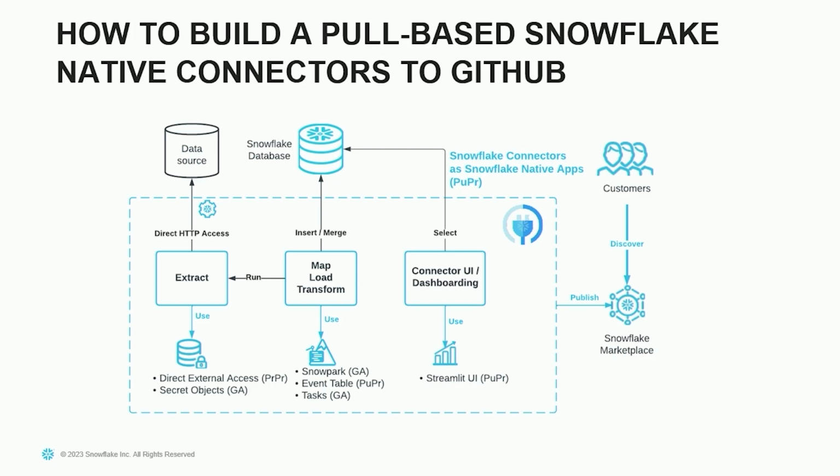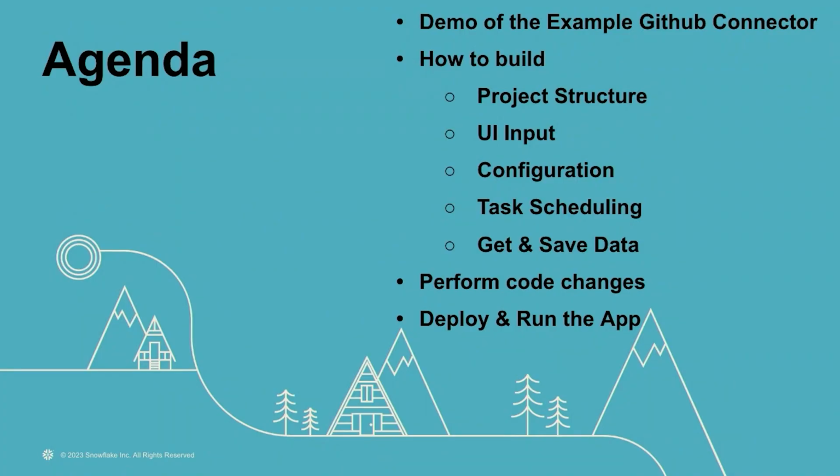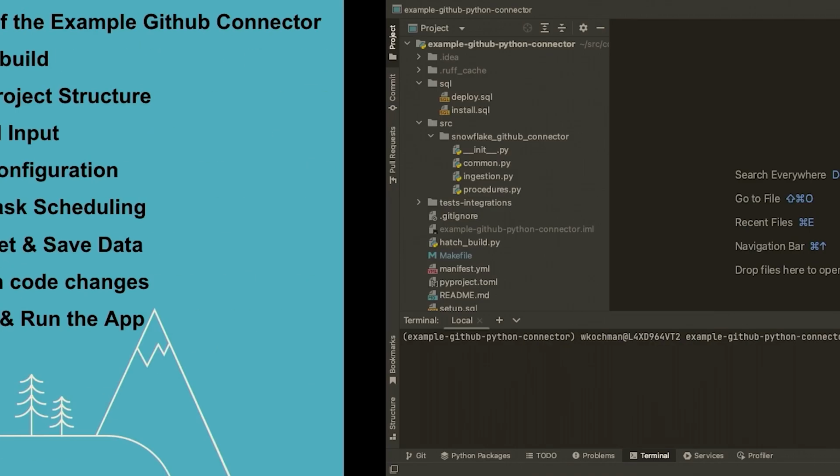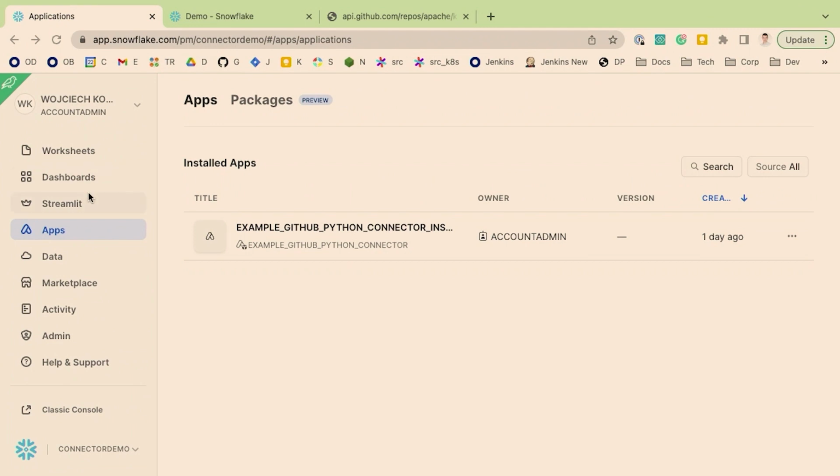Okay, let me switch. What you will see right now, we will show a demo of the connector to set the context of how it is working. And then after the demo, we'll walk through the code, how it is really built. And then we'll perform some small code changes and deploy the app to Snowflake to see it's really working. Okay, so let me start with the demo.